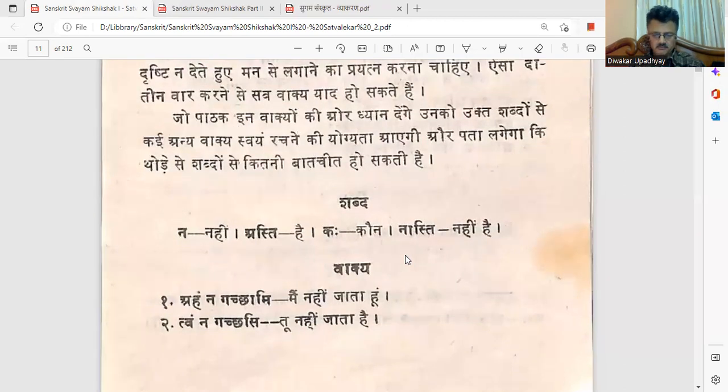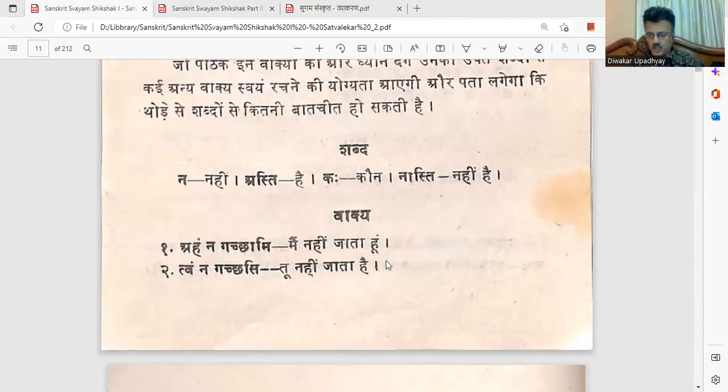You can also pay attention to the words and you can create more words as you go on learning. Now, what are the words? New words to learn now? Na, no.